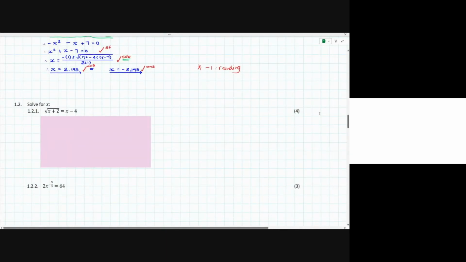1.2.1. This is a surd equation. So remember, with surd equations you isolate the surd, which in this case is already done. It's already isolated on the left-hand side. And then your second step is to square both sides. So again, 4 marks, 4 minutes. I want you to solve for x.